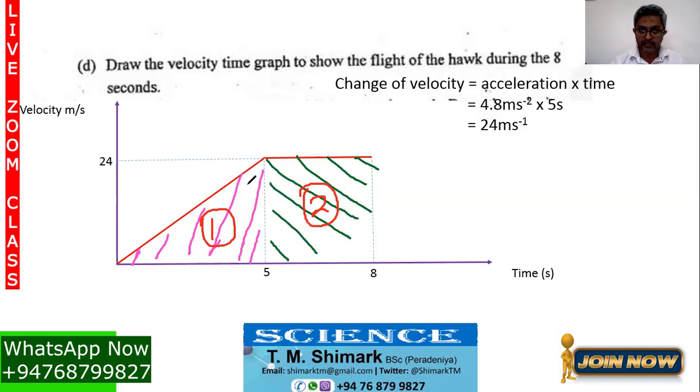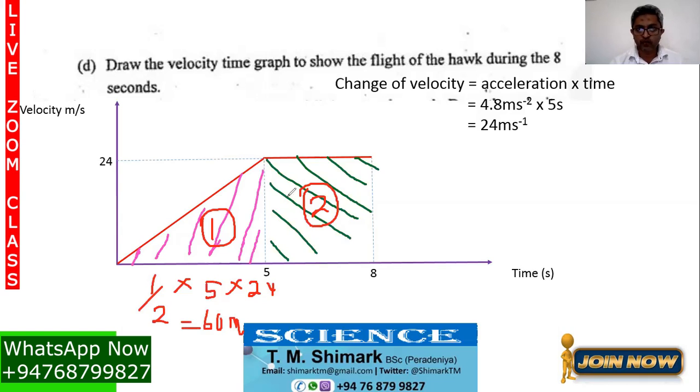So you know how to calculate the area of a triangle: half into base into height, and the vertical height is 24. That's how we got it. So half into 24 is 12. So that's why we got 60 meters on the first part.